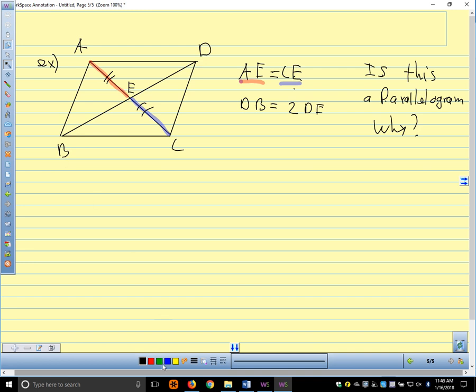And it says DB, that whole thing, is 2 times as long as this thing. So it's saying that this segment that I highlighted in a purplish color is half as long as the whole thing. Well, that tells us that that piece is being bisected here at point E also. The diagonals bisect each other.